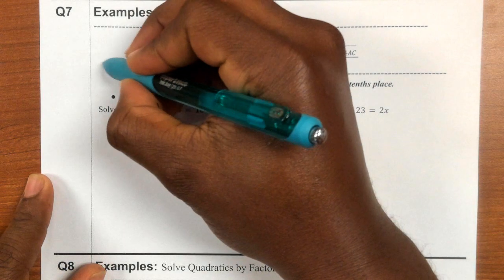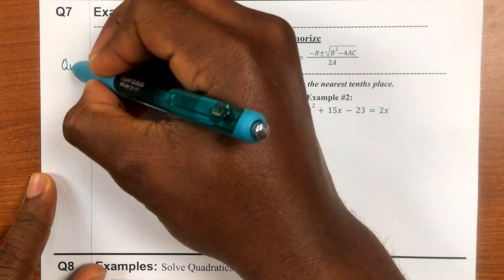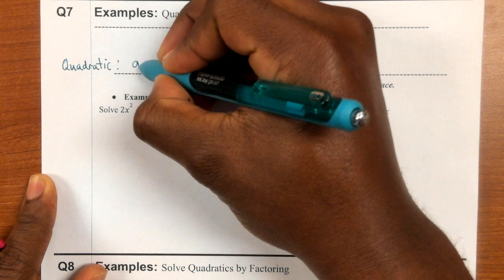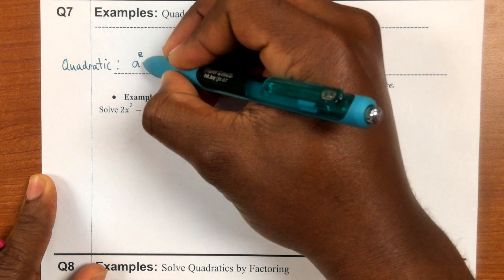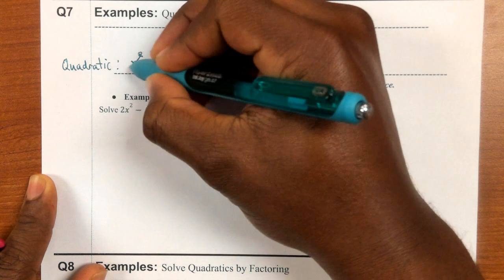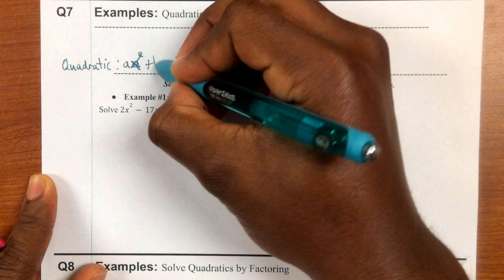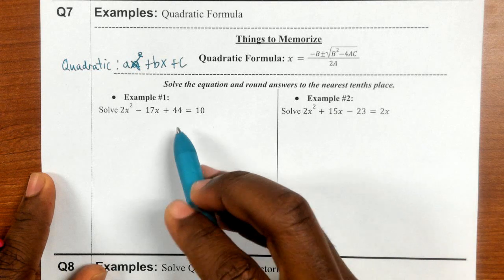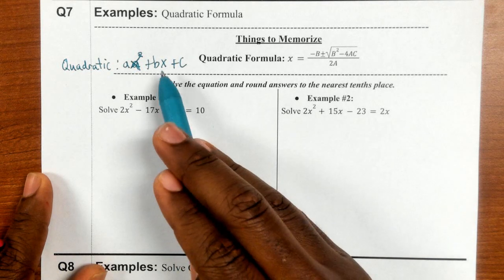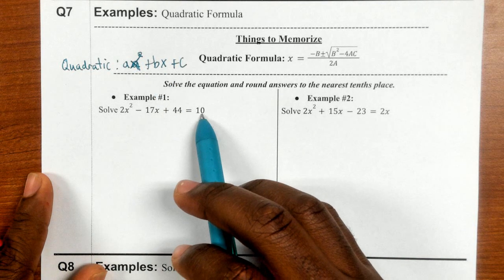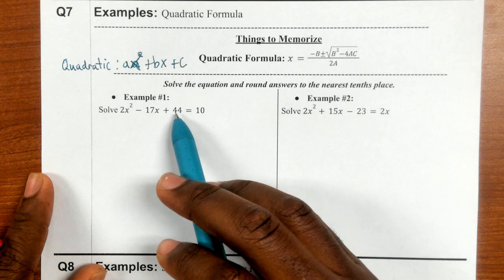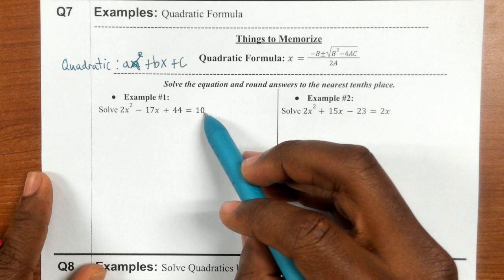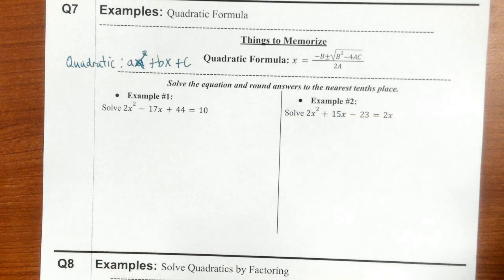The standard form for quadratic looks a little bit like this: ax squared plus bx plus c. So essentially, this can look like this form if this 10 was on the same side. So that's what we're going to do first. We're going to move everything to the same side.